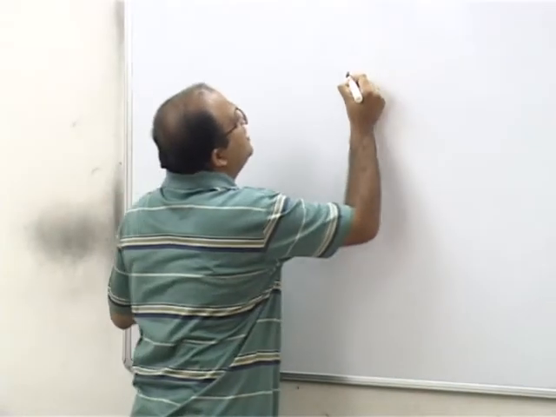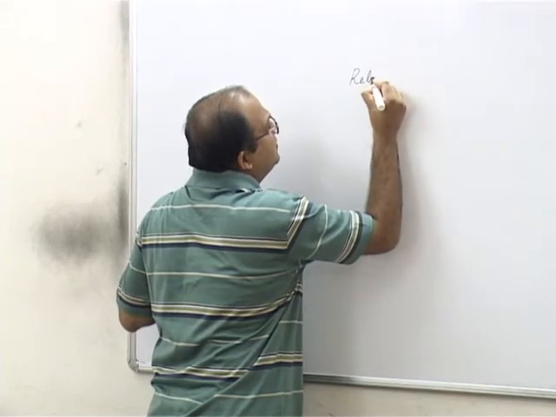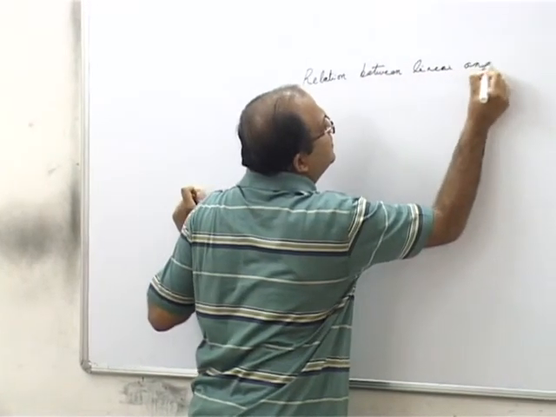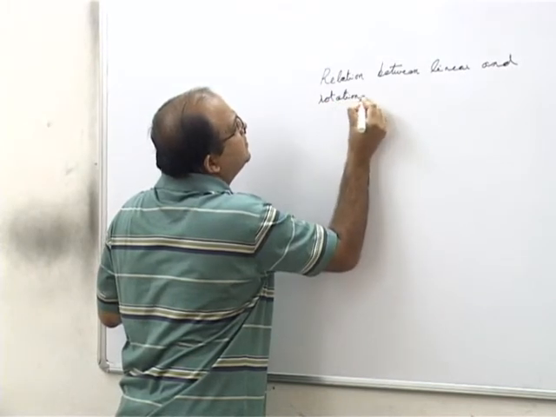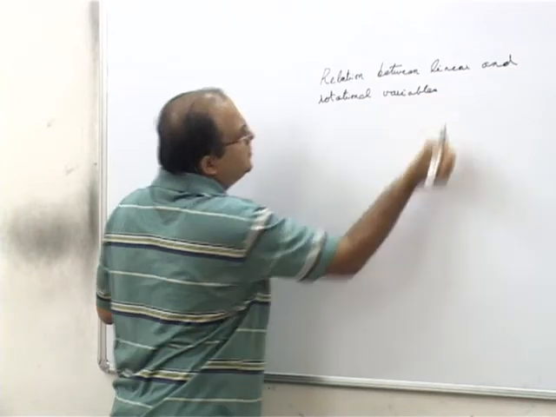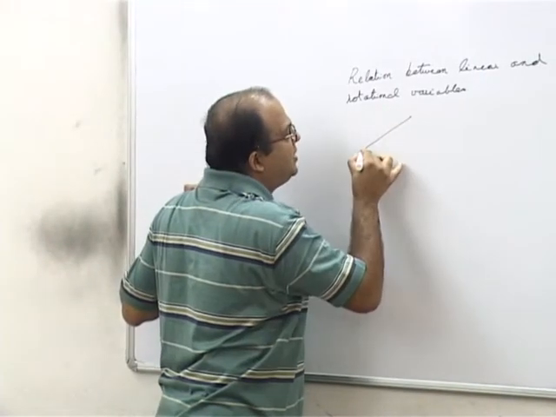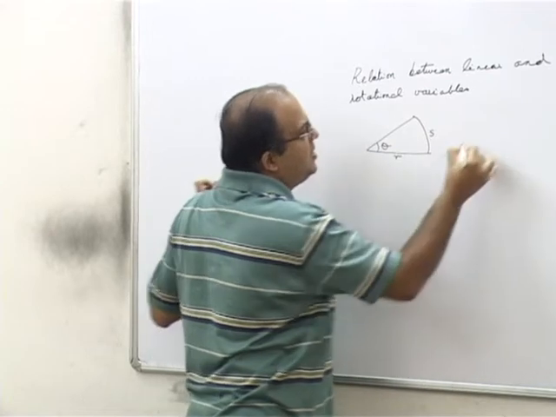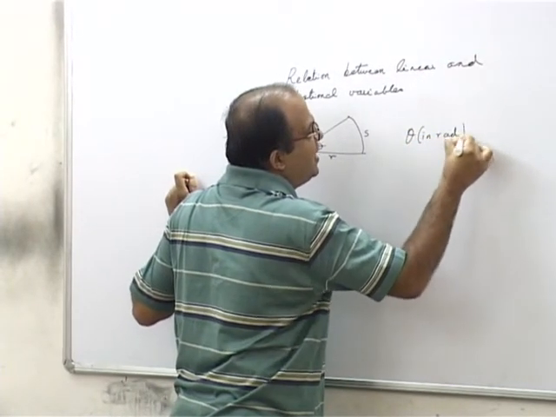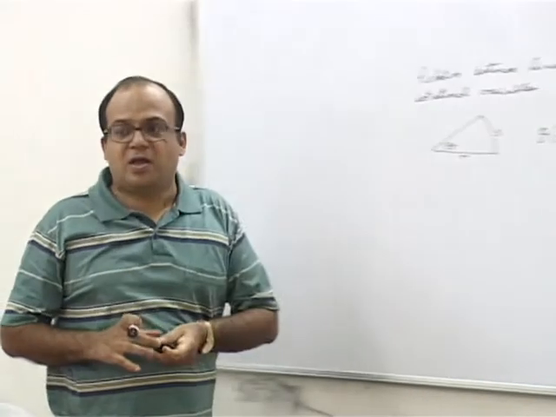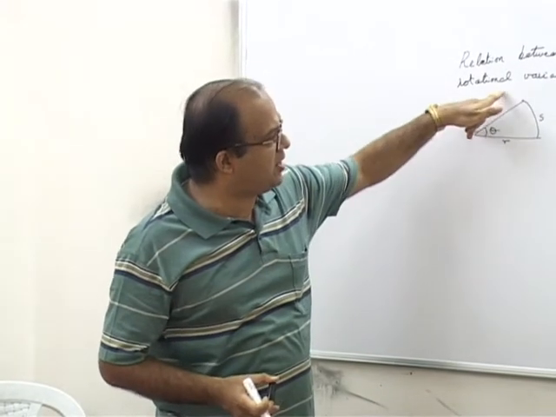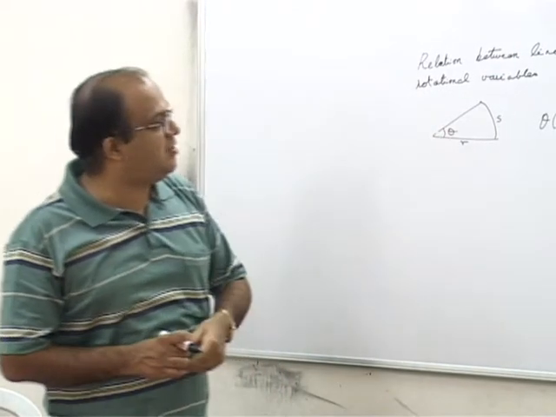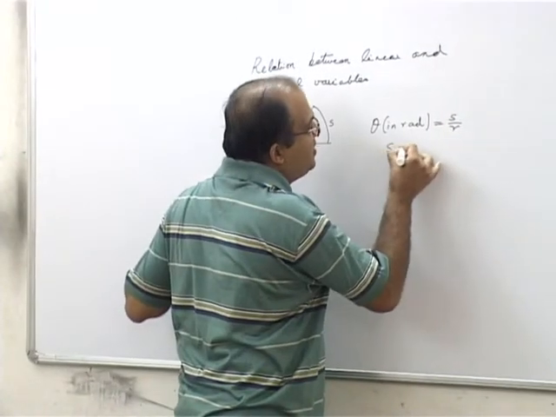Now let us try to relate the linear and rotational variables. If this is angle theta, the length of this arc is s, and the radius is r, then theta in radians is s upon r. Whatever be the radius, if you draw an arc, s upon r will be constant for this particular theta, and that is what theta in radians is. So s becomes r theta.